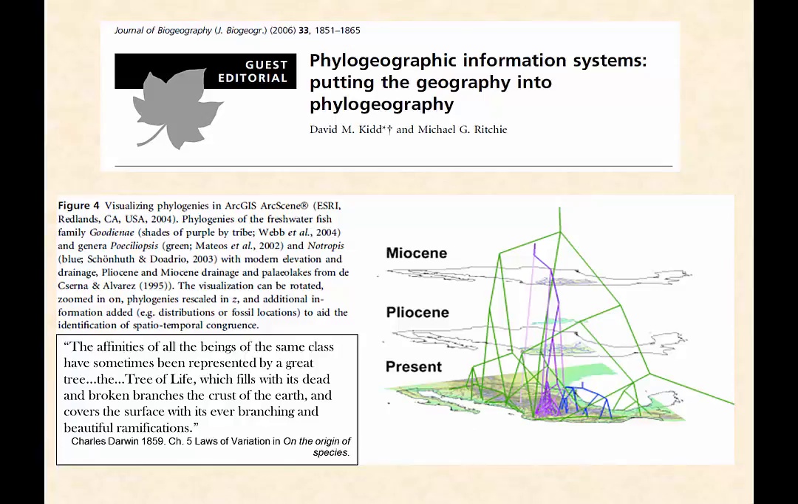And of course, if we go back to the quote by Darwin, this is the first effort in trying to take that evolutionary tree and its dead and broken branches through the earth. Well, this is the first attempt to do it. And as far as I'm aware, it's the first ever GIS-based visualization of an evolutionary tree in space, as far as I know.